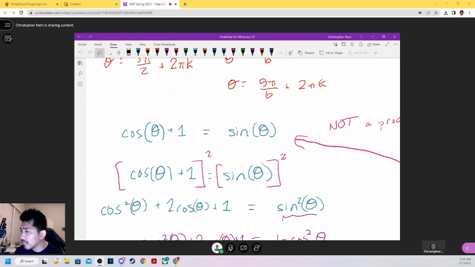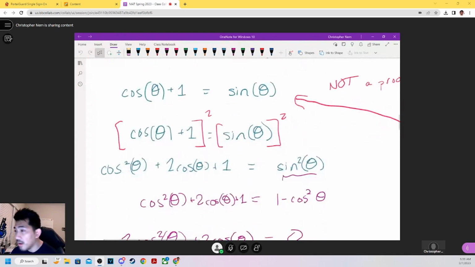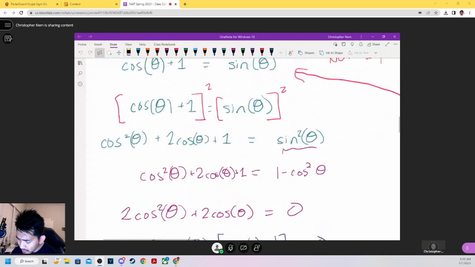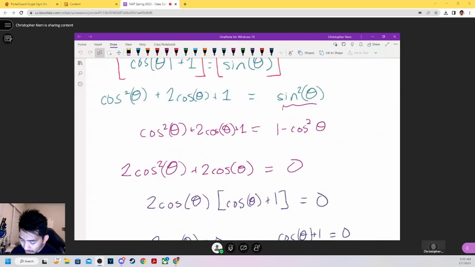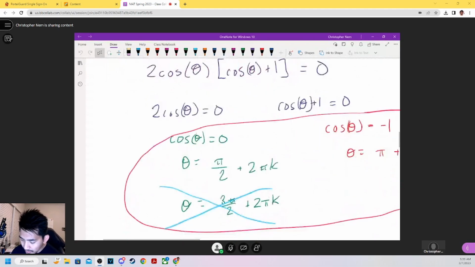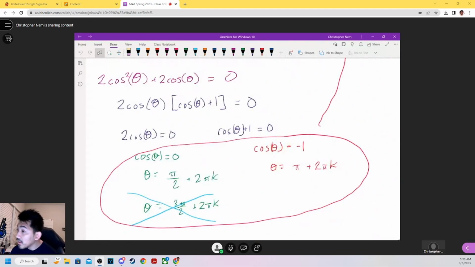Boom, I have cosine squared theta plus 2 cosine theta plus 1 equals sine squared theta. I want to turn that into a cosine. That way they're all the same functions. Boom. Move them all to one side. Boom. I can factor by GCF. Boom. Now if I solve for it and everything, I have these solutions. These three. One of them is crossed out. Why is that crossed out?